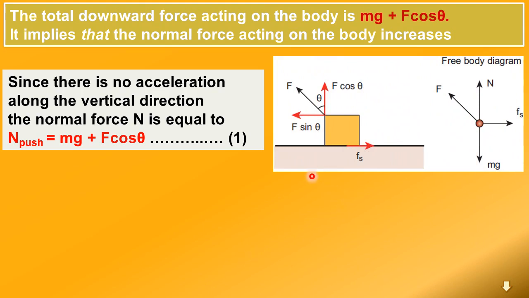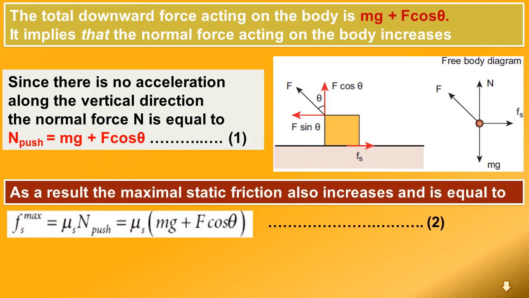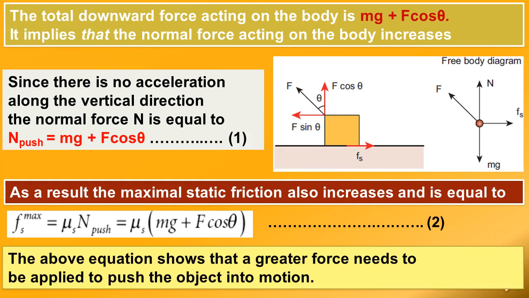See, this is F sin theta and F cos theta. Here the angle is theta. This is a free body diagram. As a result, the maximal static friction also increases and is equal to Fs max is equal to mu s into N push, which is equal to mu s into mg plus F cos theta. The above equation shows that a greater force is needed to push.